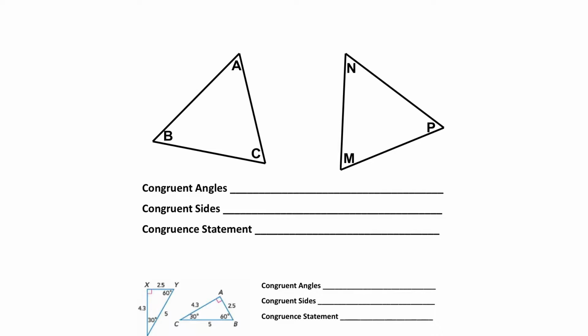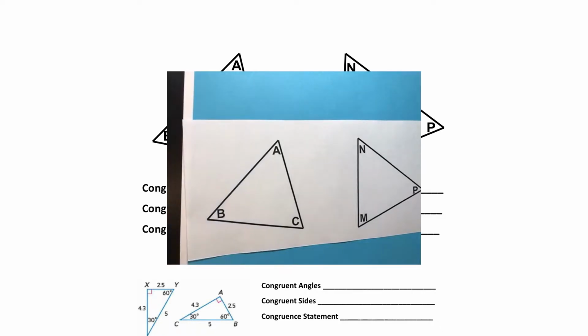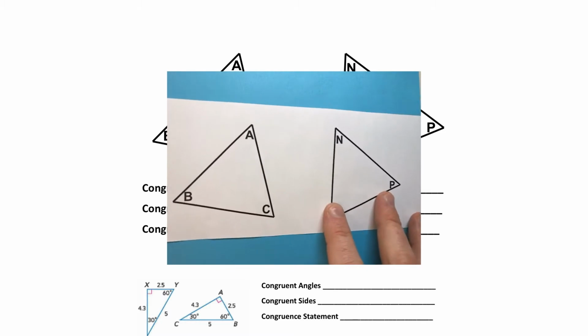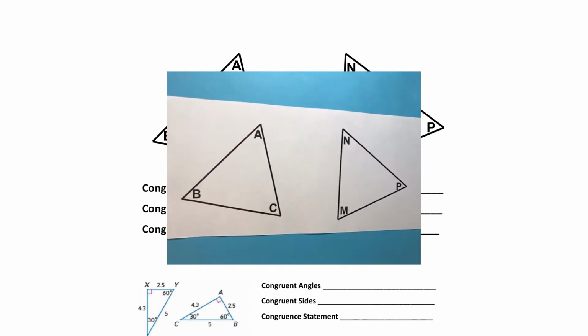So what I did is, on that separate little piece of paper, I just copied that. So what I want you to do on that separate little piece of paper is cut out those two triangles. Okay? And help us to see this better. So cutting out these two triangles right here. Cut them out as nicely and neatly as possible.